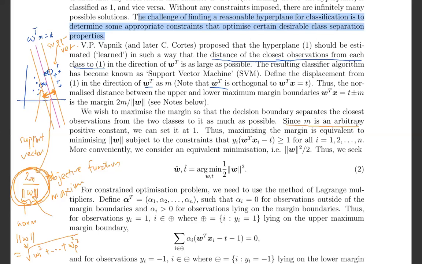Since m is an arbitrary constant, we just set it at some value. It doesn't matter. So if you want to maximize this objective function, it's the same as minimizing this, because when your denominator is minimized, then this objective function is maximized.